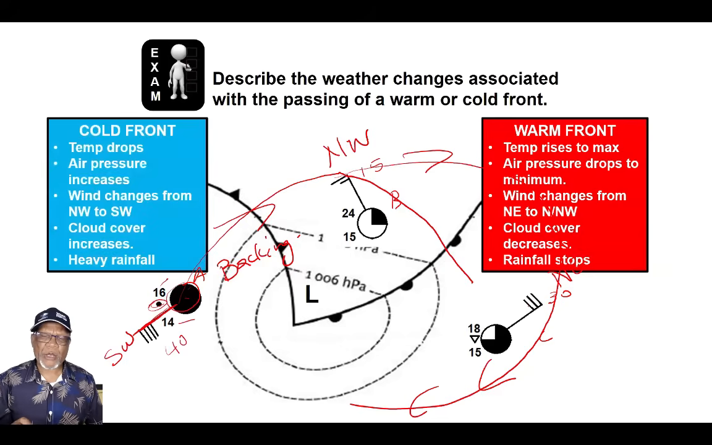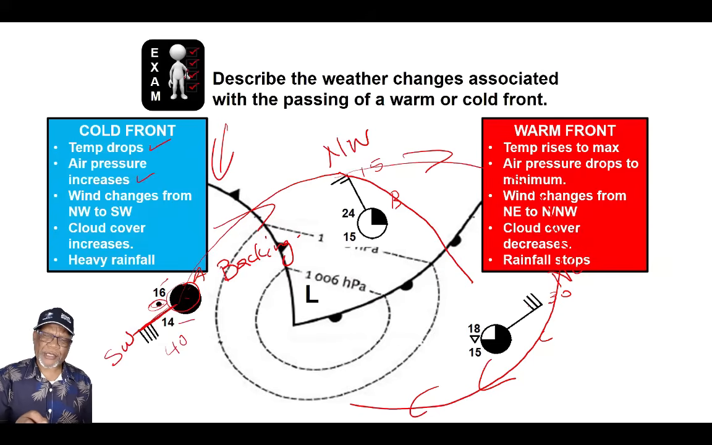Now, what happens when the cold front comes? Temperature will drop. When temperature drops, air pressure is going to increase. What makes the air pressure increase when the temperature drops is that cold air is heavy. Because it is heavier and denser, what is it going to do? It is going to subside. And when it subsides, it creates higher pressure.